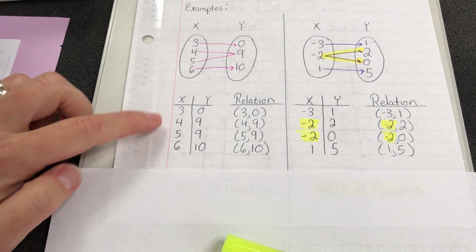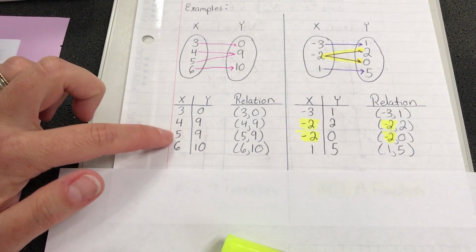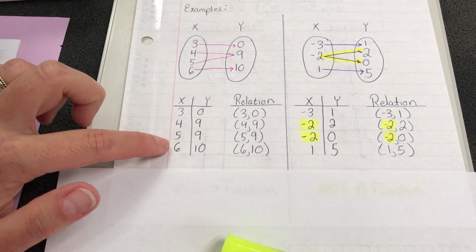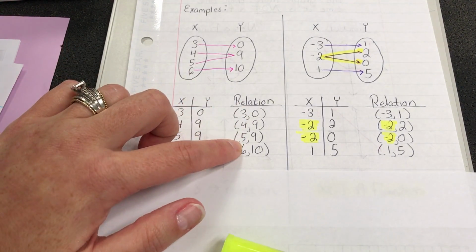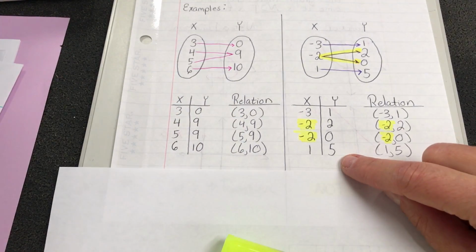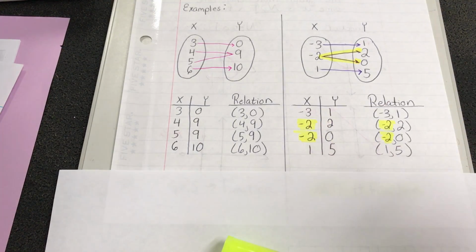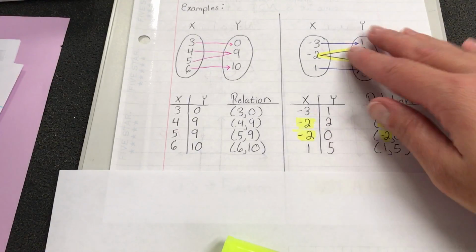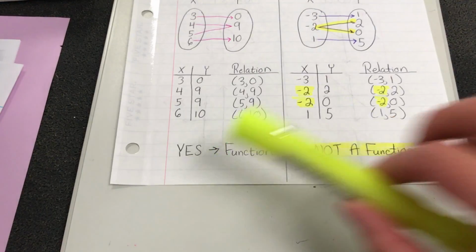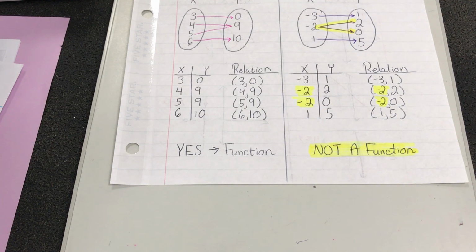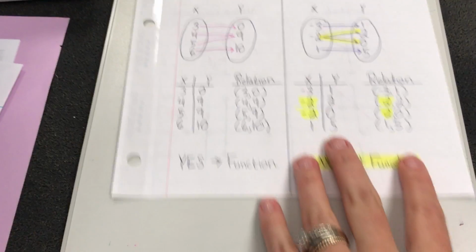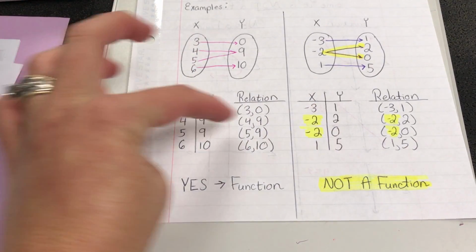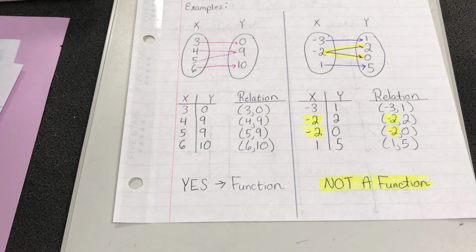Now, is this a function? Yes, this side is a function because x does not repeat. This one is not a function because the -2 is an x value and it repeats itself. So right here, this is not a function because x repeats. All right? So this is a function, this is not a function. So now we've looked at mapping, tables, relations, and the domain and range.